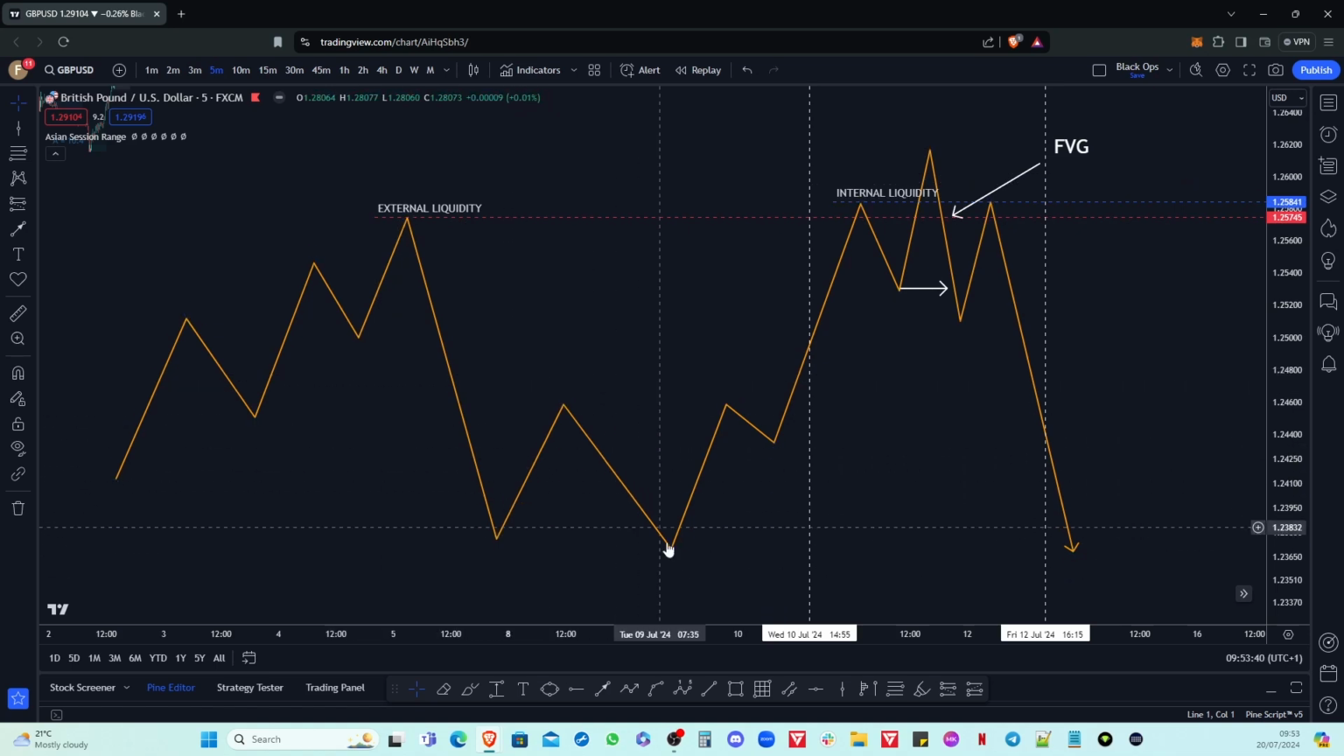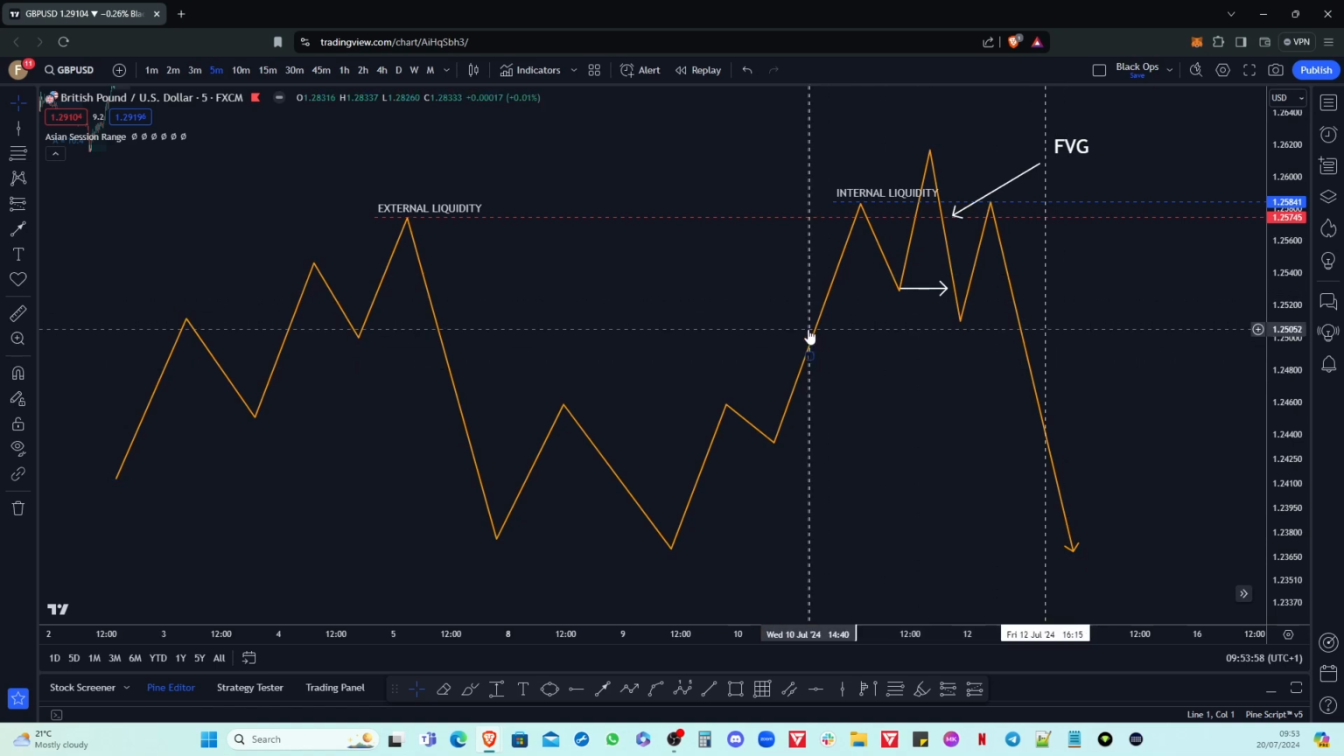We then get to this point where price is coming back, and we enter either our London session silver bullet zone or our New York session silver bullet zone. So you're probably thinking, when is the zone? Essentially it's whenever the London session and the New York session are open.